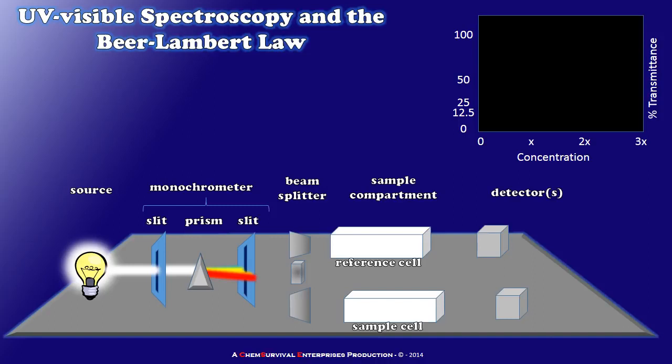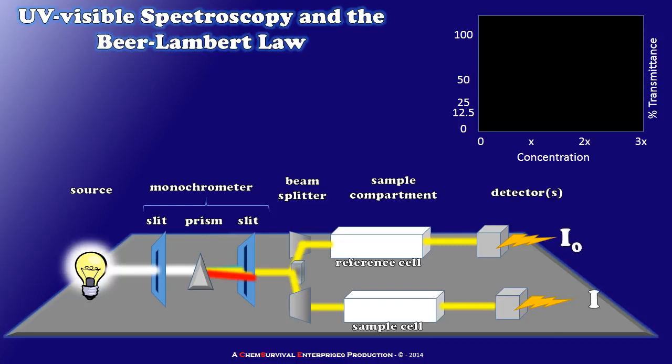So only one wavelength of light in this situation is going to make it through the second slit in my monochromator, striking the beam splitter and becoming two beams of equal intensity. These two beams of equal intensity will traverse a cell, a different one for each of course, one being the reference and one being the sample cell. As the beam exits these cells, it strikes the detectors, which are firing away, creating an electrical current. And you'll notice at the moment that the intensity of the light exiting both the reference and sample cells is identical. Therefore, the current generated by each detector is identical.